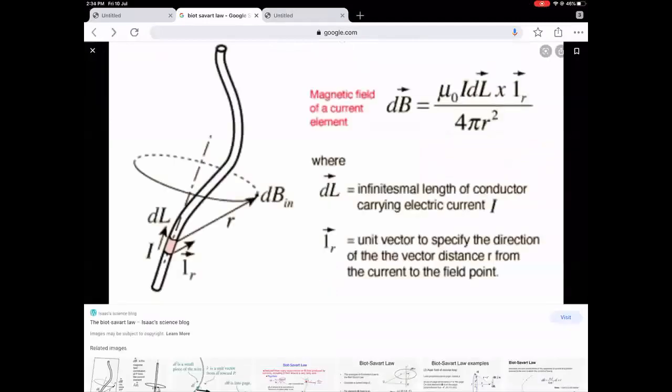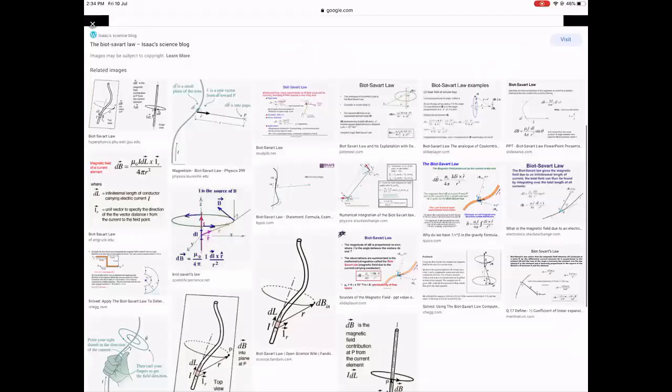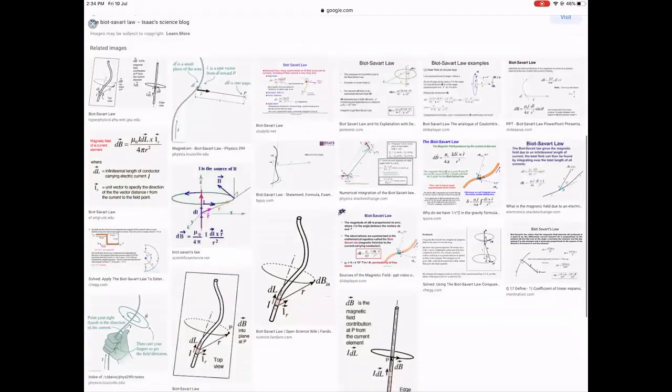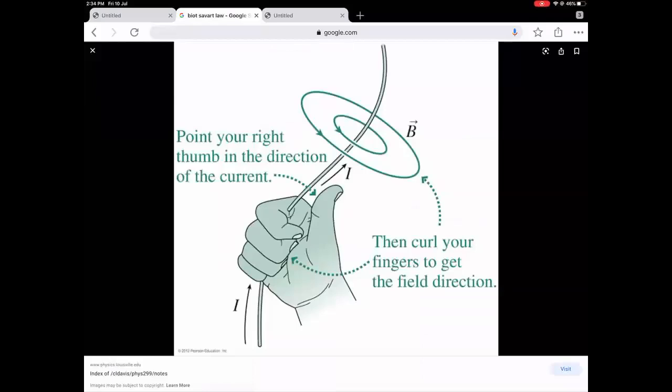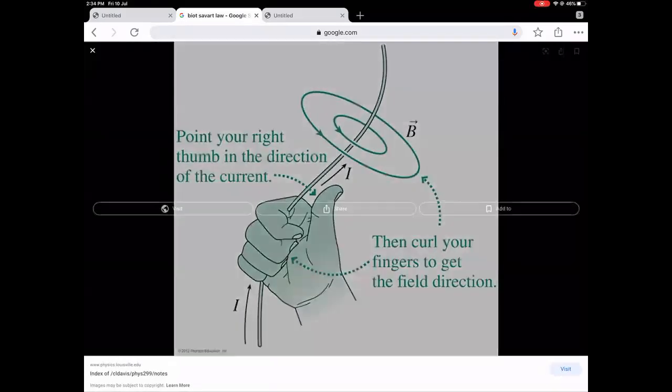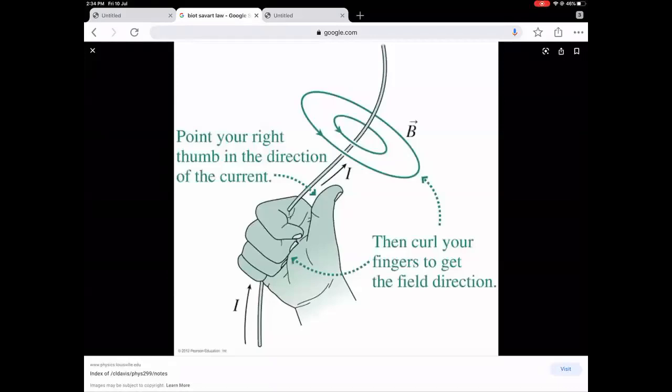Okay, I'm sorry. When I wanted you to hold the wire, I wanted you to hold the wire this way. Hold the wire with the thumb in the direction of the current. Put your right thumb in the direction of the current, then curl your fingers to get the direction of the field. So now because your field is curling this way, the magnetic field is shown here. So this is how the magnetic field is due to a current carrying wire.